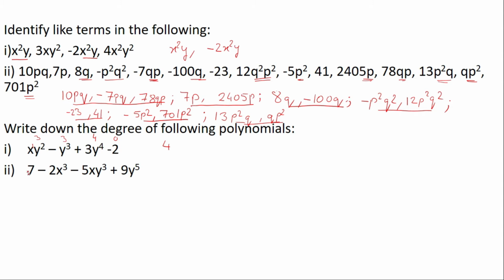In the second one, this is having 0 degree, this is having degree 3, this is having degree 3 plus 1, 4, and this one is having 5. So the degree of this polynomial is 5.